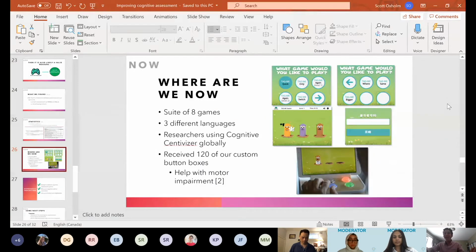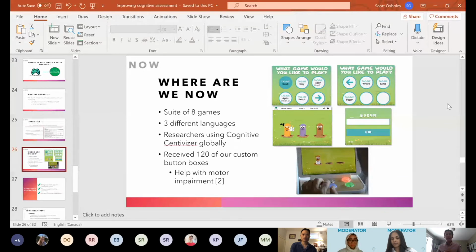So where are we? We have a suite of 8 games, as you can see in the top 2 images on the right. We have 3 different languages. In the middle 2 images on the left, you can see an English gameplay. On the right, you can see one of our login screens in Chinese, and we also offer French. This is in place because we have researchers using Cognitive Incentivizer globally. So it's been super cool. I've got to email folks that are out of Shanghai, out of the US, out of different parts of Canada.